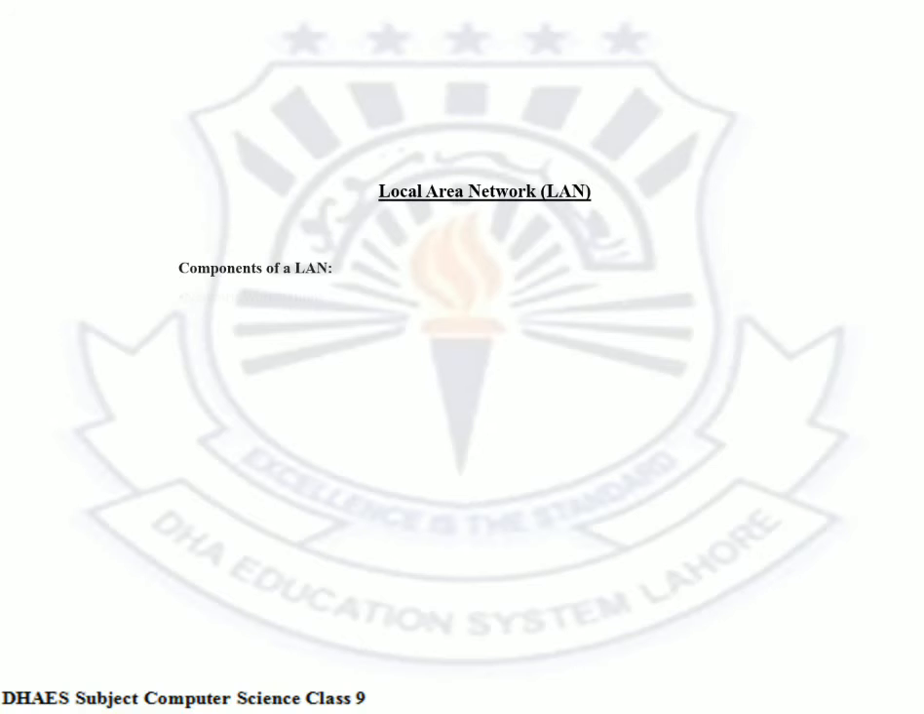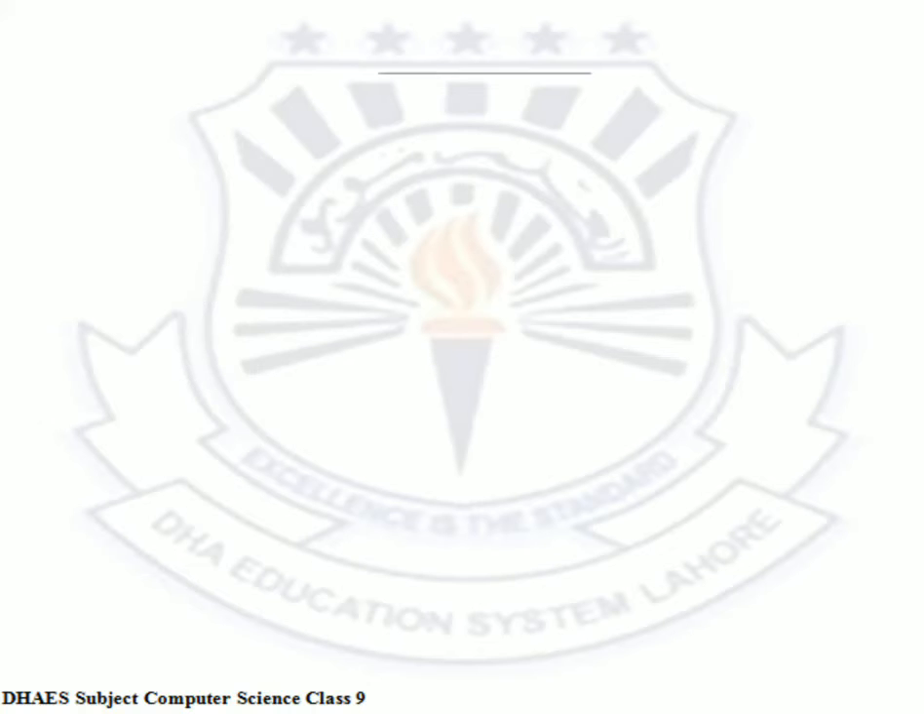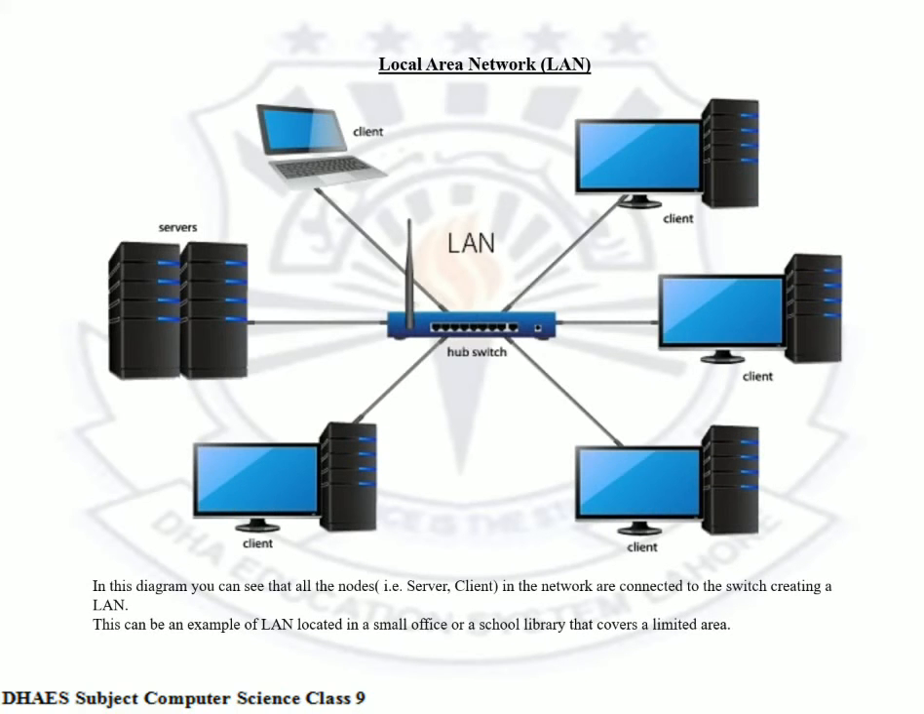Components of a LAN: network workstations, network interface cards and drives, shared hardware resources, networking operating system, and a communications medium. Let us consider a diagram to have a better understanding of a local area network. In this diagram, you can see that all the nodes, that is the server and clients in the network, are connected to the switch, creating a local area network, LAN. This can be an example of a LAN located in a small office or a school library that covers a limited area.